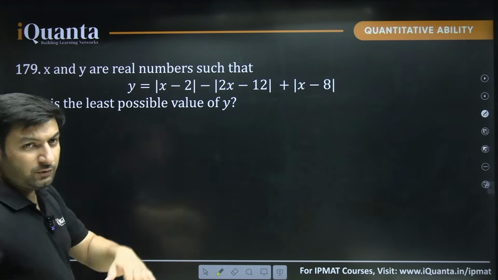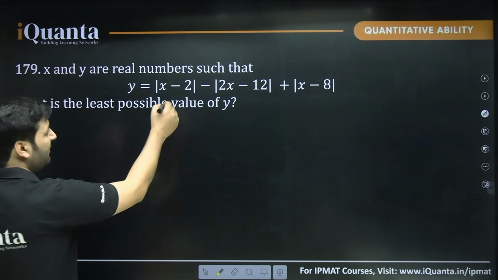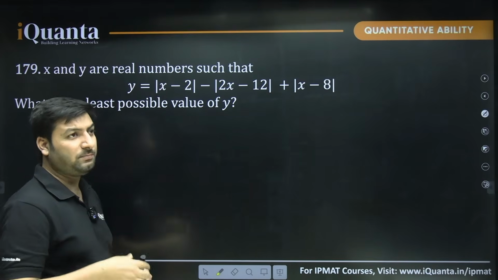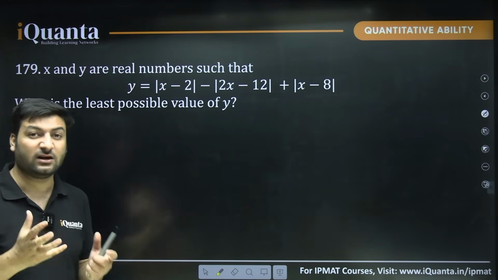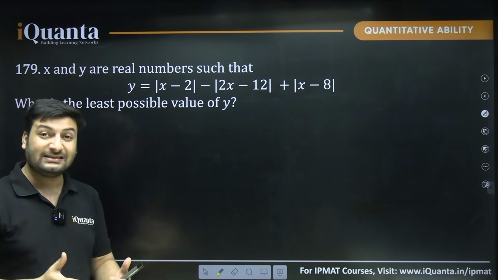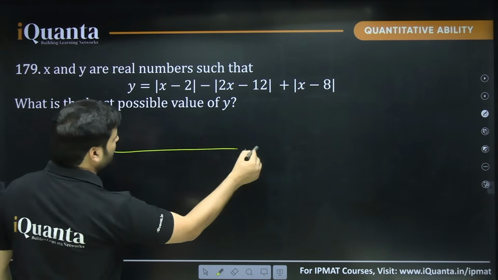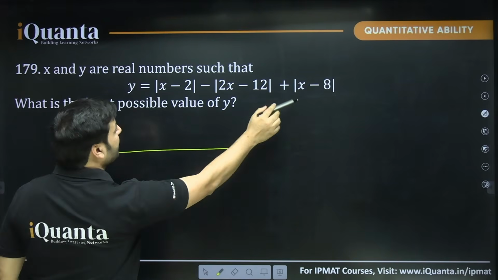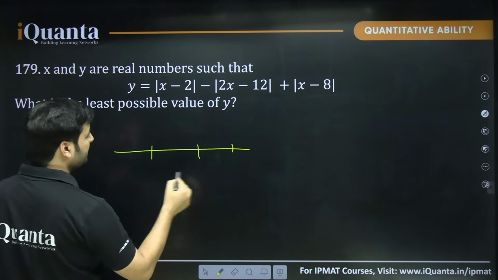Okay, what will you do here? The approach does not change. You just have to see the proper, less error prone way of doing this, in which you will commit fewer errors. That is, you first put down the critical points. Critical points are 2, 6, 8.